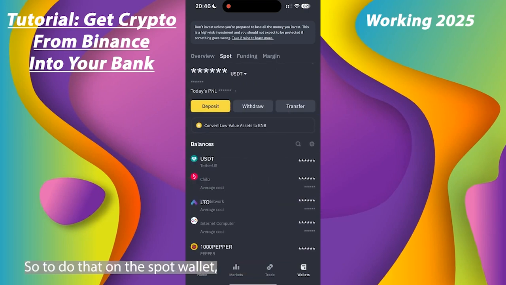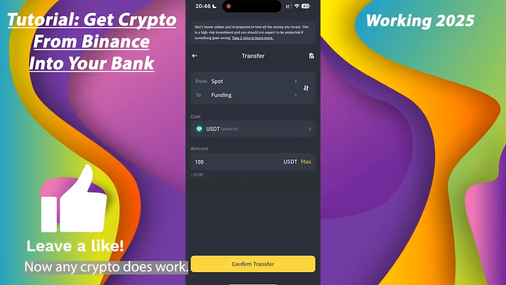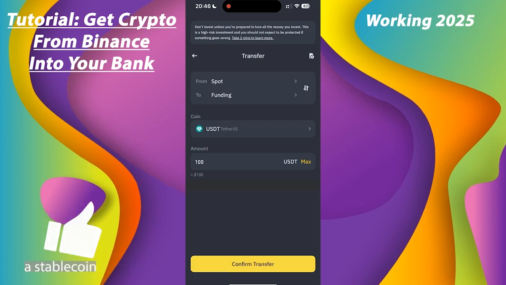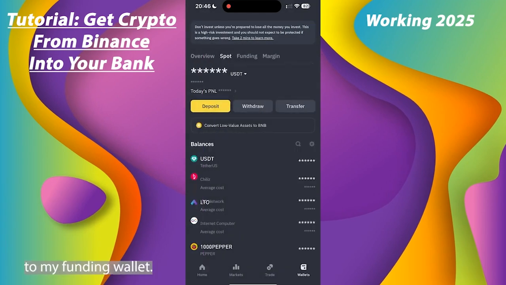So to do that, on the spot wallet, select transfer. You're going to select how much you want to transfer over. Now, any crypto does work, but I would recommend doing it with USDT just because it's a nice benchmark, a stable coin. Transfer successful. Then I'm going to head over to my funding wallet.